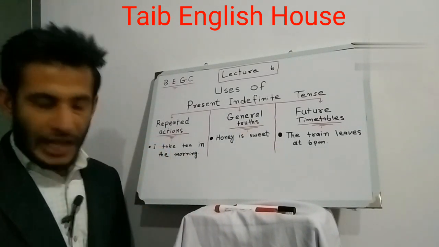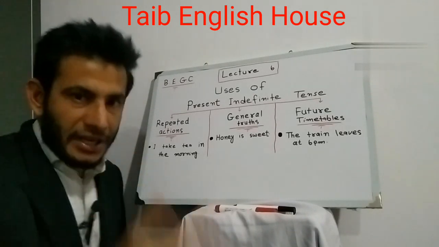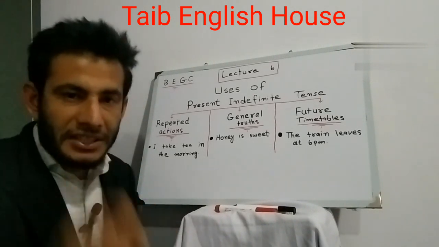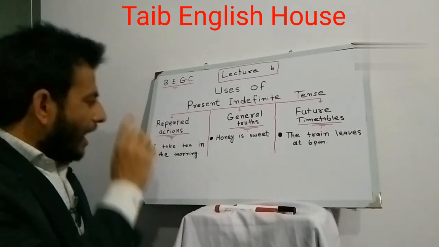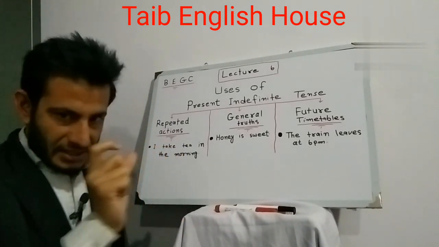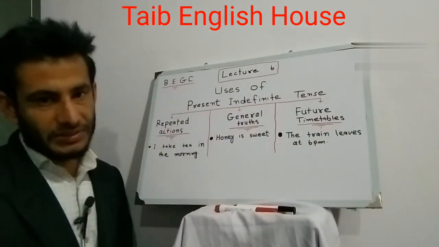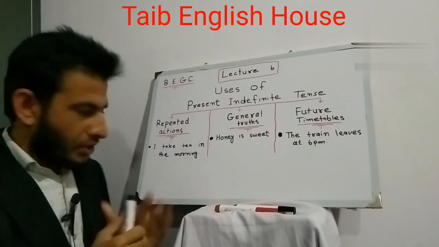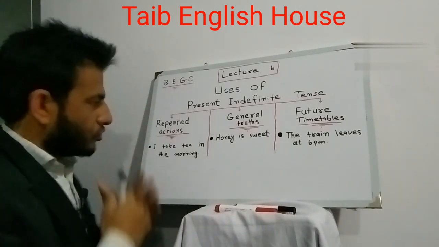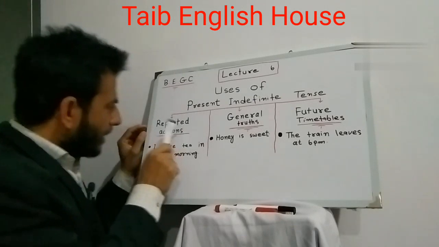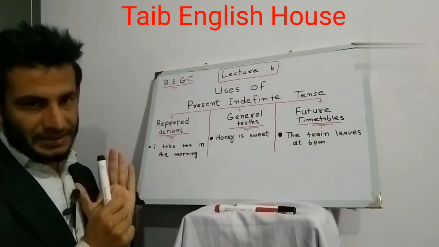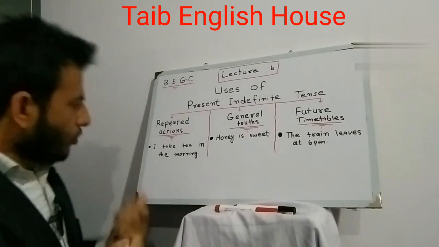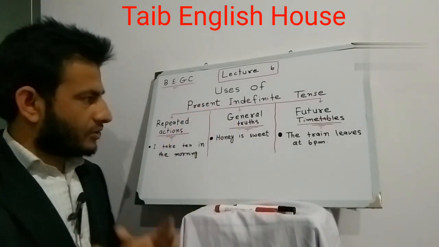So, this action, I take tea in the morning, I do every day. In the morning, every morning, I take tea. So, that's why I have written this sentence in present indefinite tense. Present indefinite tense is also used when we talk about habitual actions, daily routine. So, repeated actions, daily routine, habitual actions, all these have the same meaning.